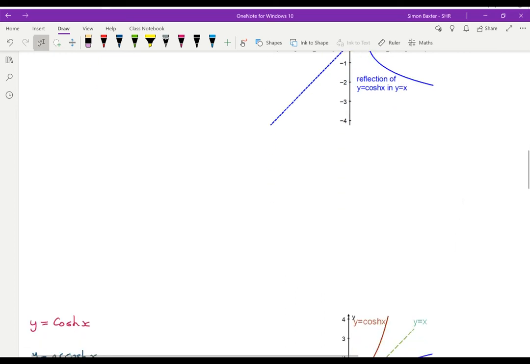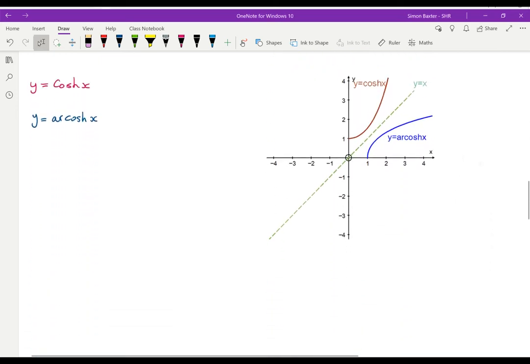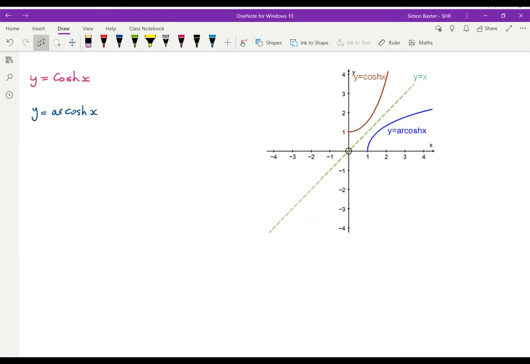So if we do that, we have this picture. Now, when we're looking at the graph of y equals cosh x, we have to restrict x to be greater than or equal to 0. And for y equals arcosh x, x has to be greater than or equal to 1. That is in order to make sure that we have a function when we're looking at the inverse.